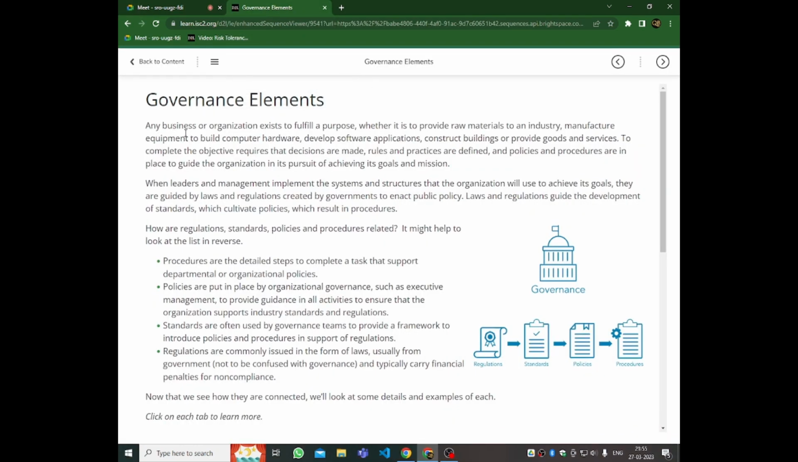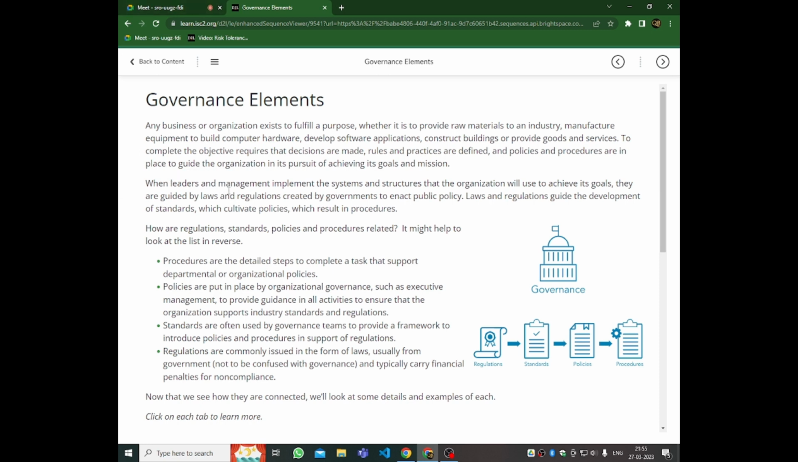Any business or organization exists to fulfill a purpose, whether it is to provide raw materials to an industry, manufacture equipment to build computer hardware, develop software applications, construct buildings, or provide goods and services. To complete the objective requires that decisions are made, rules and practices are defined, and policies and procedures are in place to guide the organization in its pursuit of achieving its goals and mission.